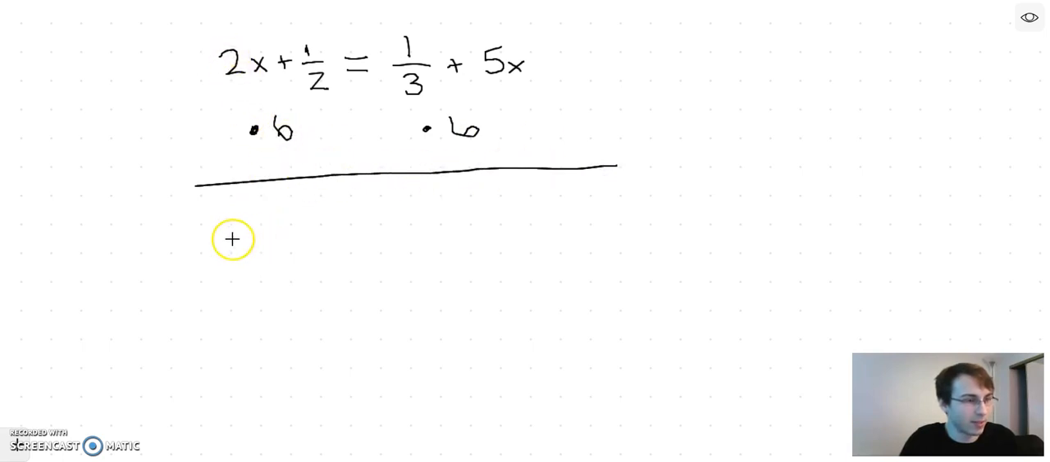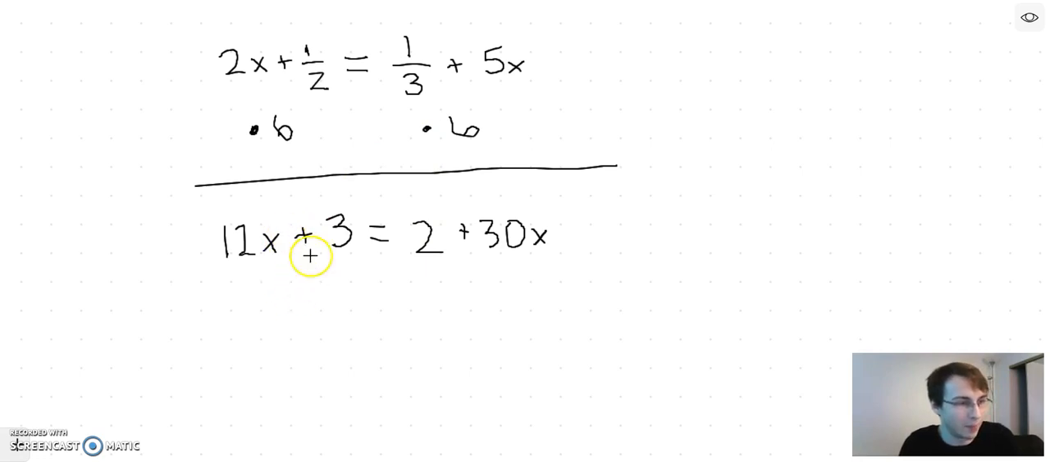Well, 2 times 6 is 12, so 12x, plus a half times 6 is 3, equals 1/3 times 6 is 2, and then 5x times 6 is 30x. So now we've got no more fractions, got nice whole numbers. Now it's time to isolate the variable. So let's try to get the variable over on one side.